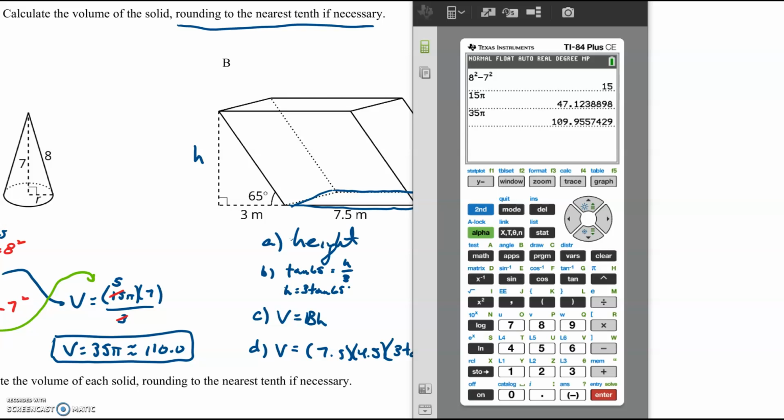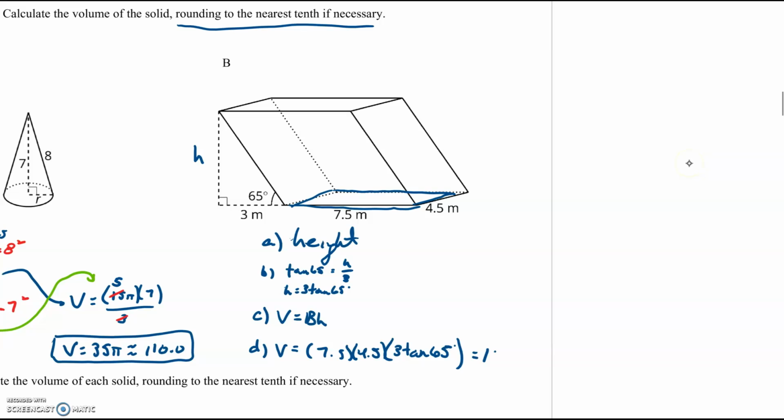I'll pull that up, and I got 7.5 times 4.5 times 3 tangent of a 65-degree angle. Enter, and I get 168.9 rounded to the nearest tenth. And that is meters cubed.